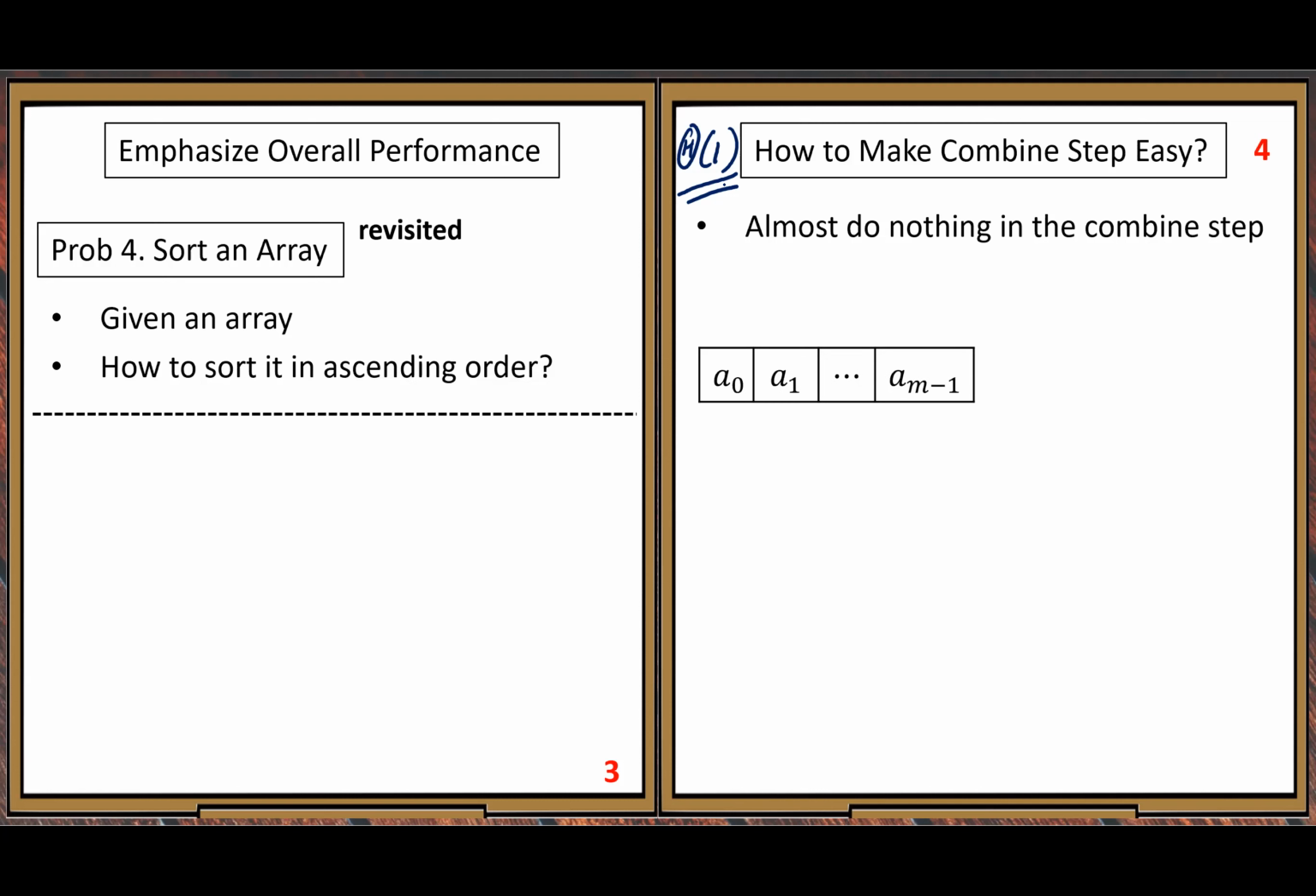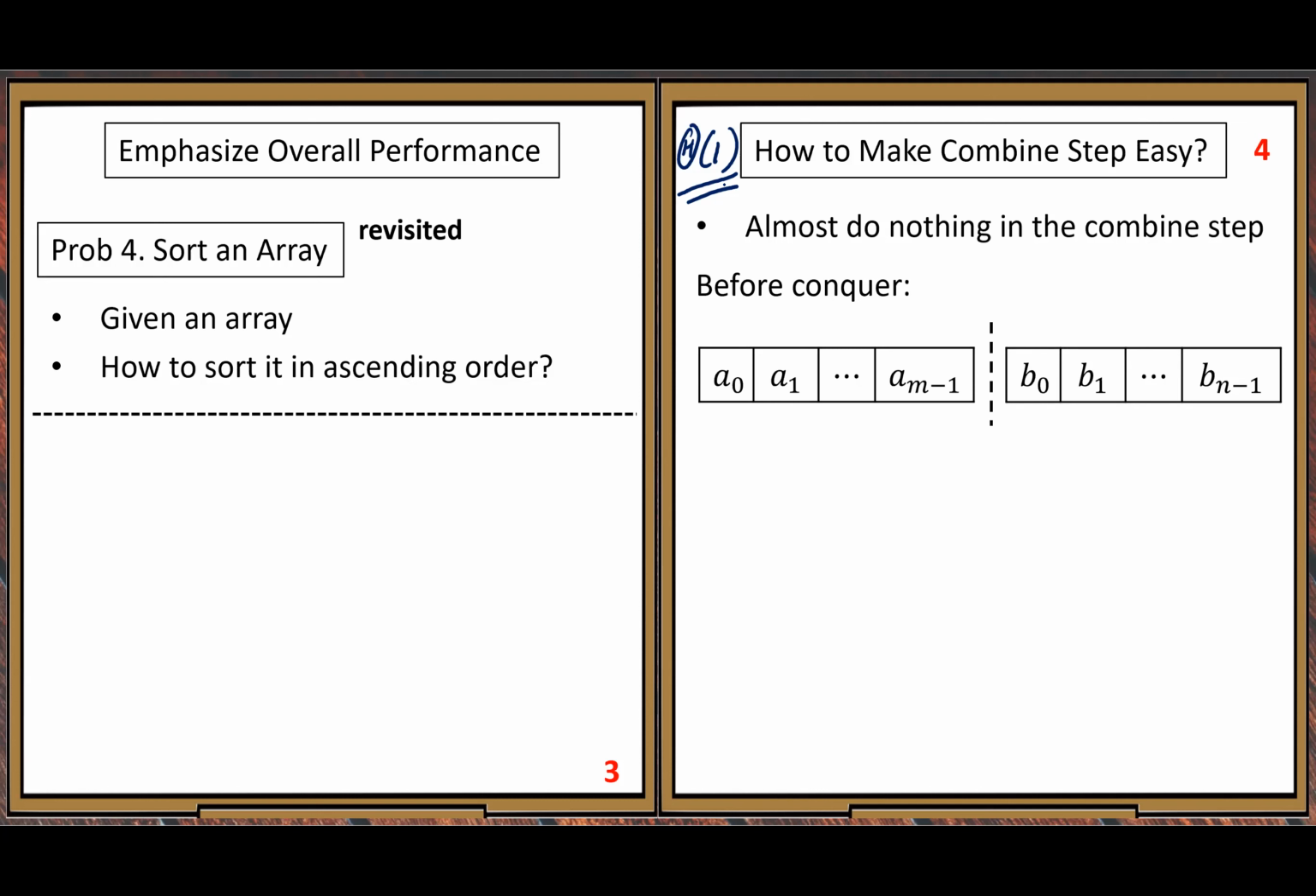Array A, array B, these two subarrays, we can assume they are sorted. Now we combine two sorted arrays and we get an overall sorted big array immediately. How can that happen, right?